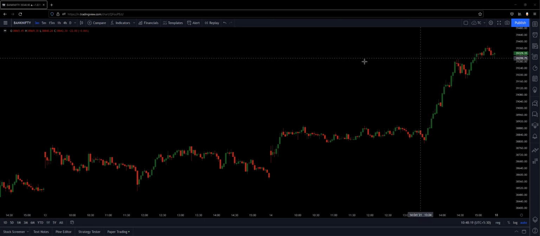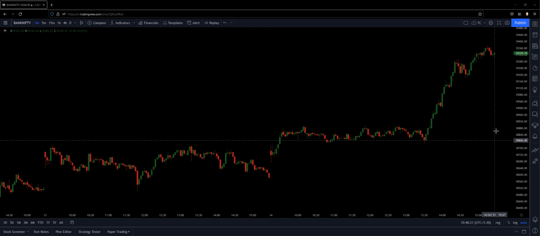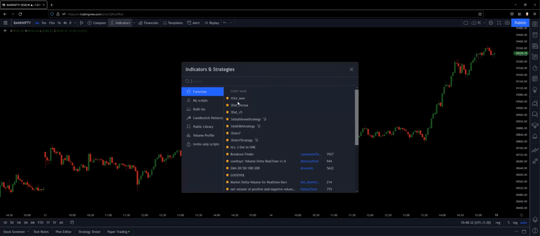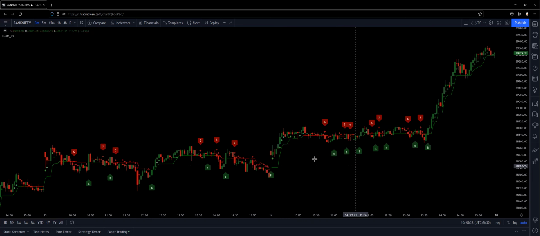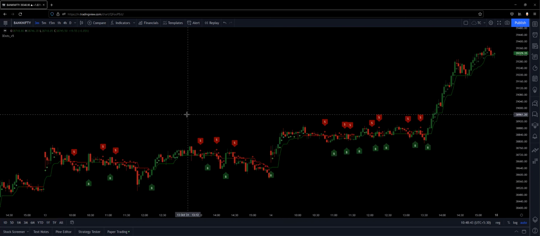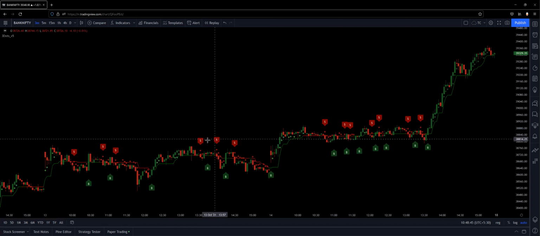So this is a plain Bank Nifty chart. What I'll do is go to indicators. If somebody is subscribed, they will find the script under invite only. But for now, I'm adding the script from my bucket. Once you add the script, this is how it will look.